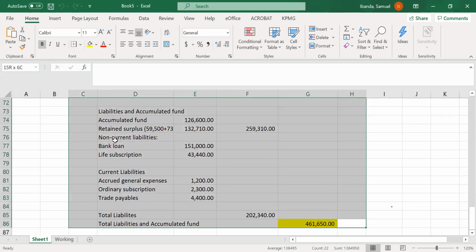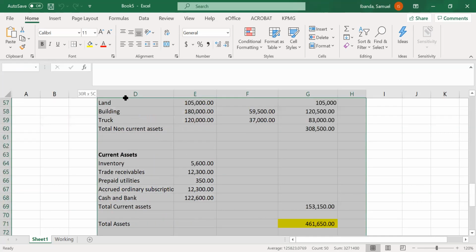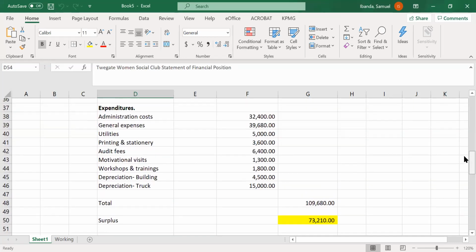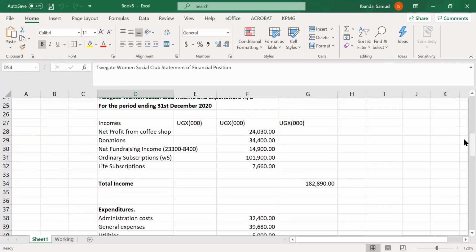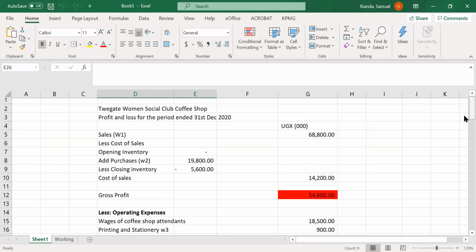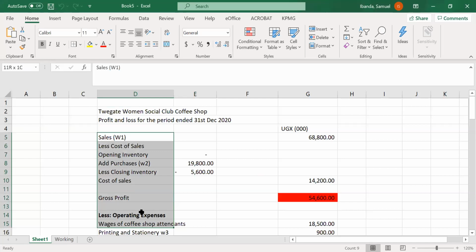As you can see, when we're trying to do the balance sheet, we combined everything for the club and we didn't separate anything. So the statement of financial position is drawn up as a whole, while for the income and expenditure, you don't look at the things that relate to the club. When you're doing the profit and loss, you should know that this relates basically only to the coffee shop.